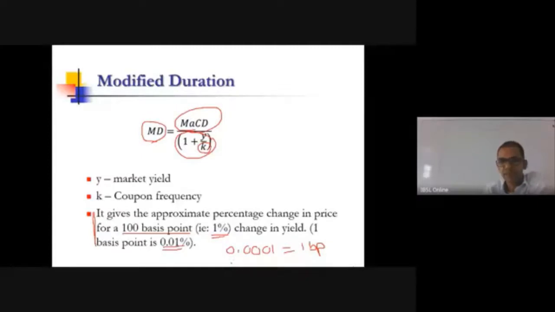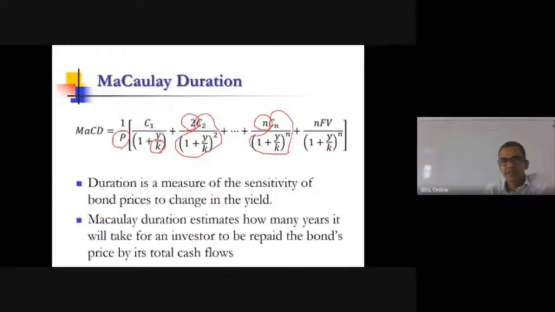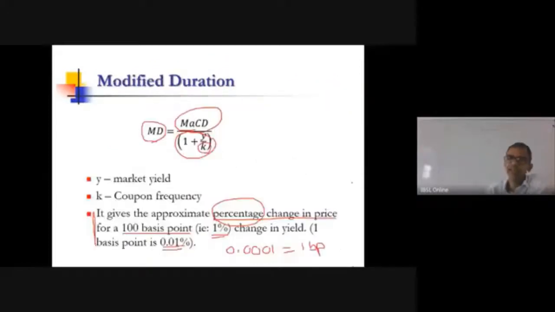If yield changes by 1%, what would be the percentage change in the price? Not the change, but the percentage. Can you remember? We calculate the duration as a percentage of the current price. That's why we divide. This 1 over P term is there. So it is relative to the current price.